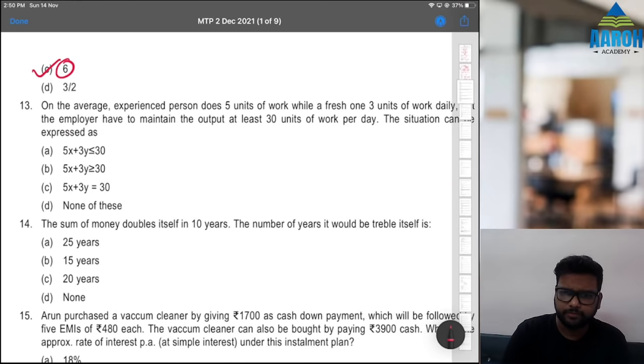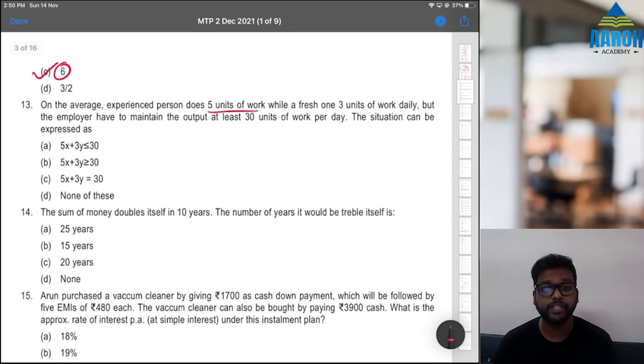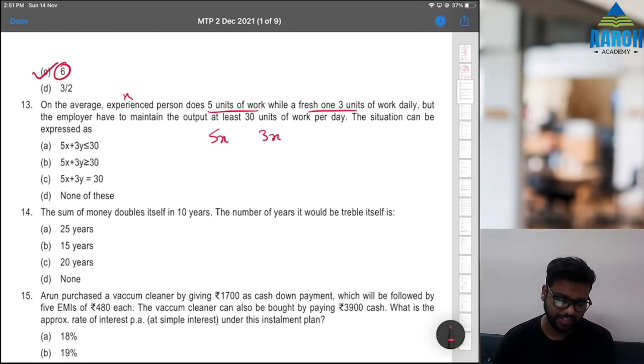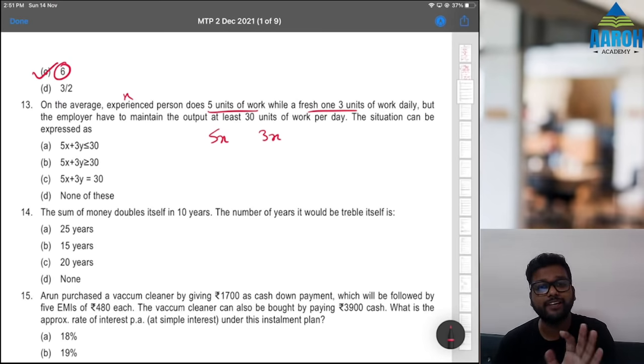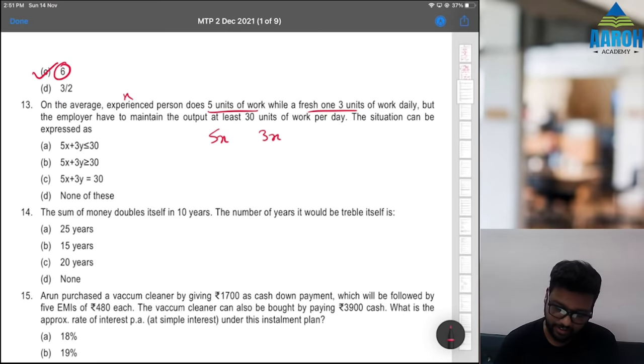Okay, 13th. On the average, an experienced person does 5 units of work. This question they repeat in every MTP. Let's say there are X experienced people. That means they will do 5x work, and a fresh one will do 3x work. But the employer has to maintain at least 30 units of work, right? So this total has to be at least 30. So obviously B is the correct answer. They put this in nearly every MTP.